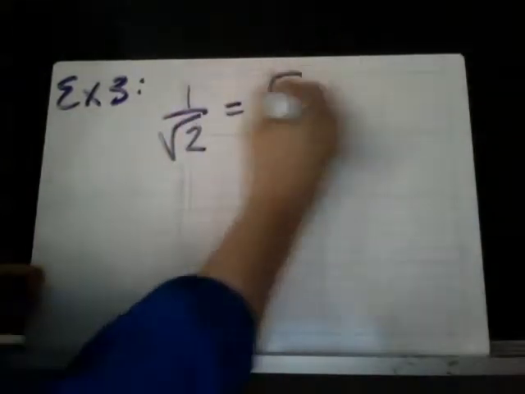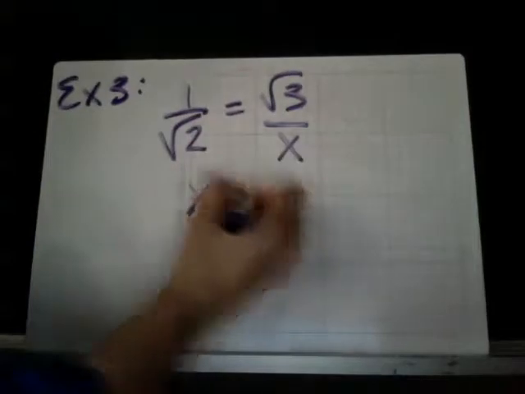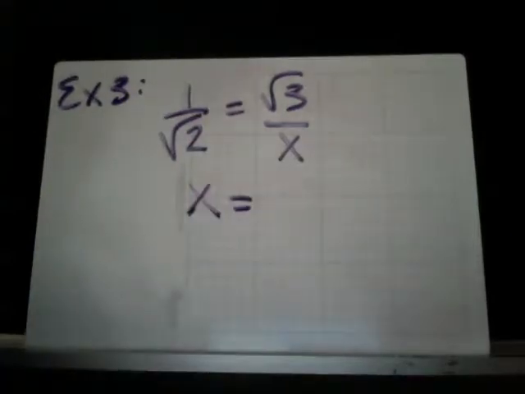Example 3. I have 1 over the square root of 2. And you're going to be seeing equations like this in this section. Okay. So again, I have a proportion. Cross multiply. Well, that's really nice. It's going to be a 1x. Okay. X is already by itself.